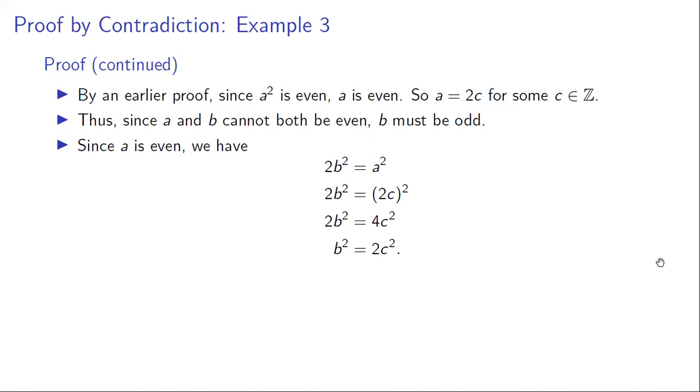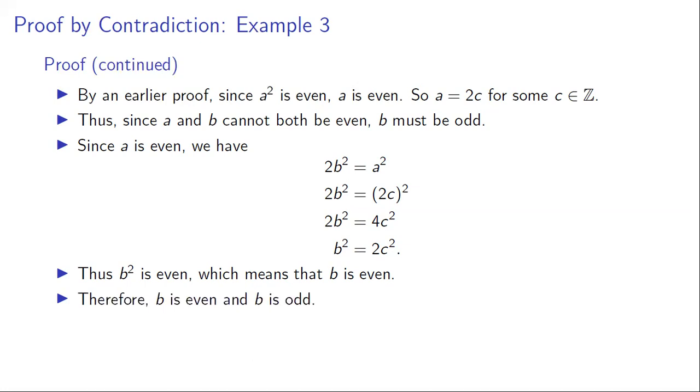So what does that tell us? It tells us that b squared is even, because b squared is equal to 2 times an integer. c is an integer, so c squared is an integer. So b squared is even, but by that earlier proof, b itself must be even, because if b squared is even, then b is even. So now what do we see? We concluded here that b must be odd, and here we concluded that b must be even. Therefore, b is even and b is odd, which is a contradiction.